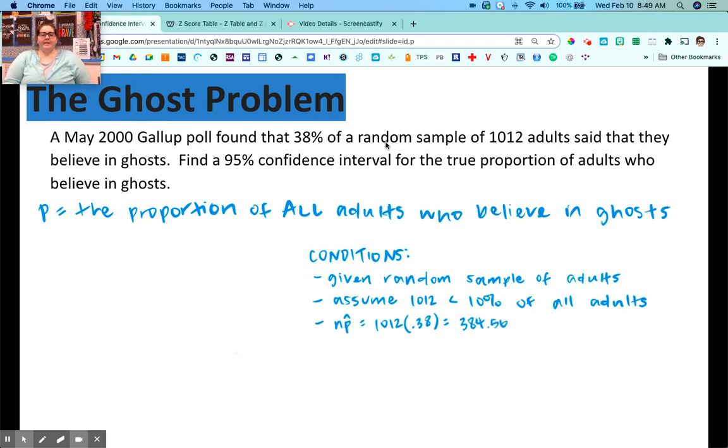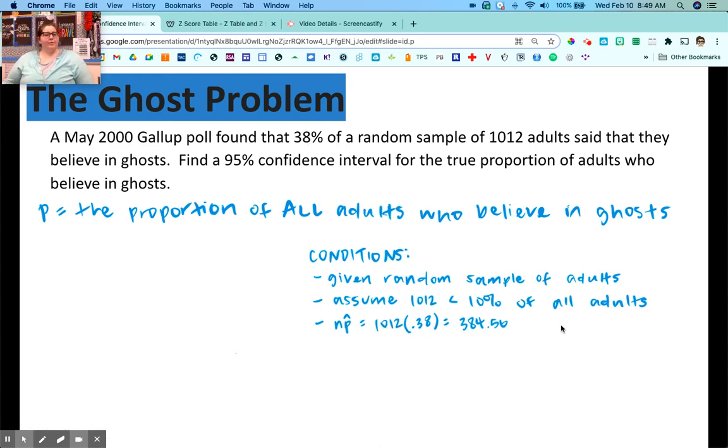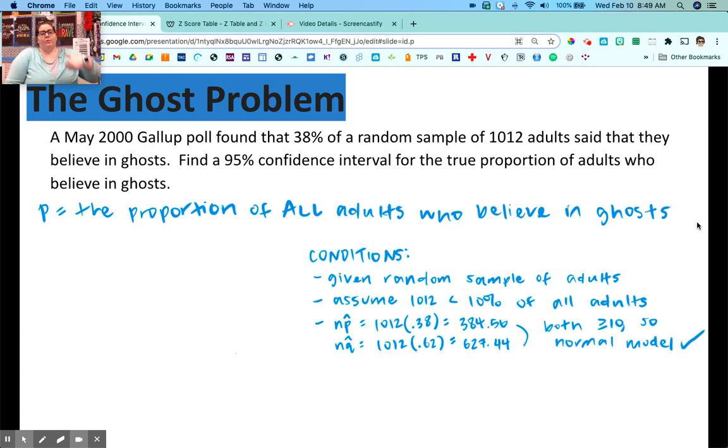And then our third condition is to check, do n times p hat and n times q hat come out to greater than or equal to 10? So n is 1,012. Our p hat, our sample proportion that we were given, is 38%. So 1,012 times 0.38 is 384.56. And then n times q hat, which is 1 minus p hat, 1,012 times 0.62 is 627. Both of those are greater than 10, so a normal model is okay, which again means that it's okay for us to use that z-score to calculate our interval.